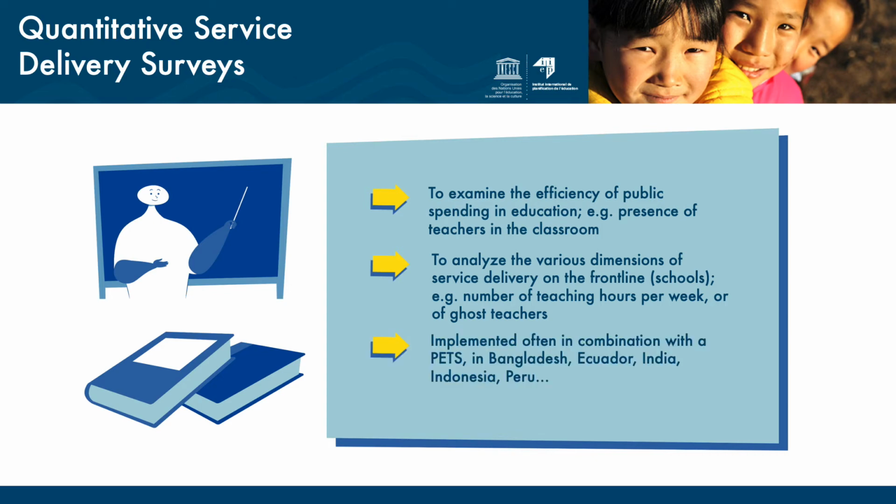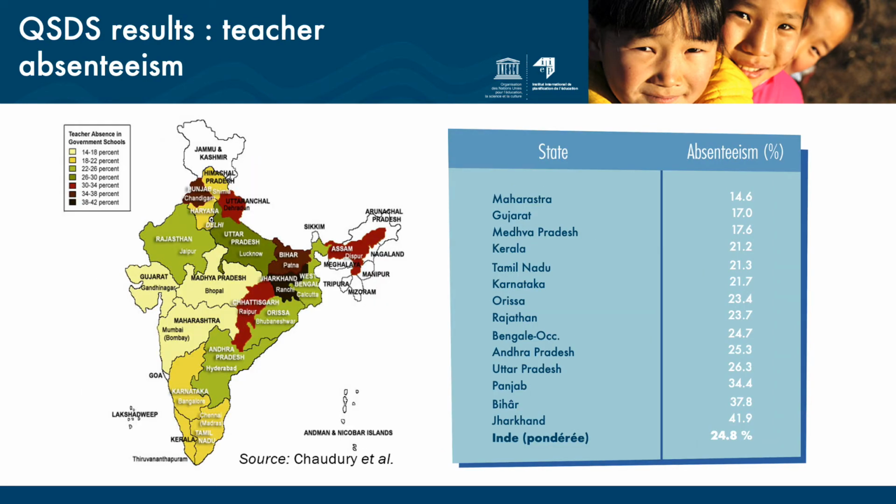They have been implemented in many countries such as Bangladesh, Ecuador, India, Indonesia, or Peru, often in combination with the PETS. This table shows the results of a QSDS on teacher absenteeism that was conducted in India. As you see, the percentage of teacher absenteeism varies a lot from state to state. In Maharashtra, it is around 15%, but it can go up to 42% in the case of the state of Jharkhand, with an average for the whole of India of about 25%.